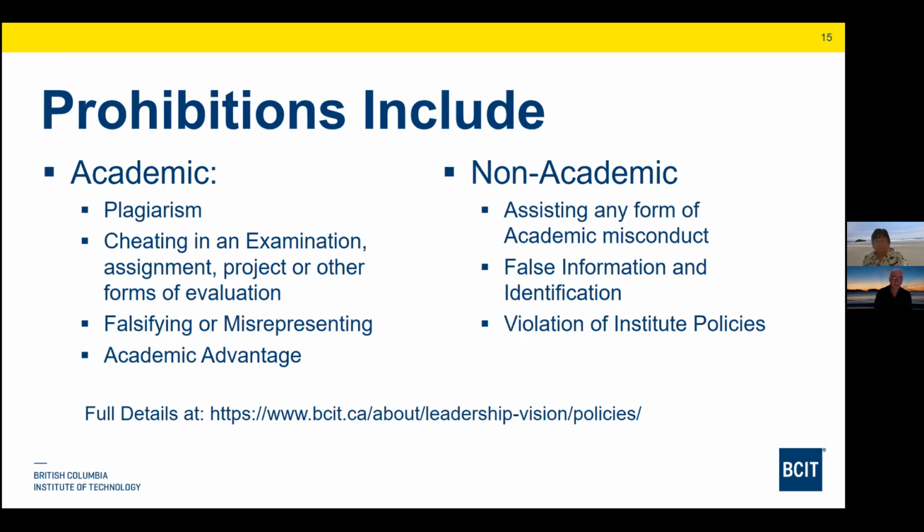Next slide, please. There we go. So what are some of the specific prohibitions or things that are not allowed under BCIT policy? Well, Linda's already talked quite a bit about the first one, plagiarism. That is either copying or using someone else's work without providing appropriate credit, whether it's a citation for quoted work or a citation for paraphrased work, you need to include those citations in the work that you submit.